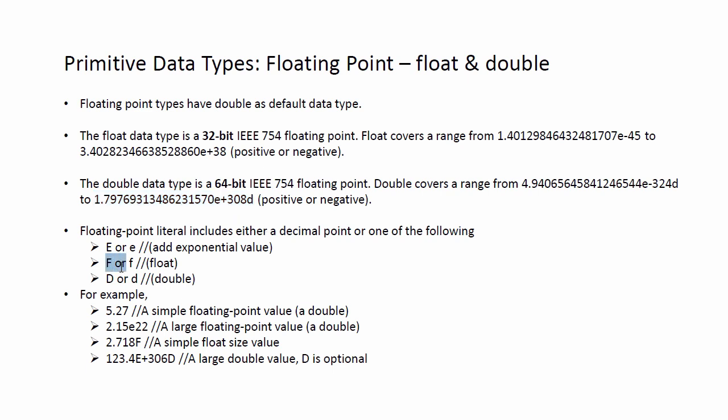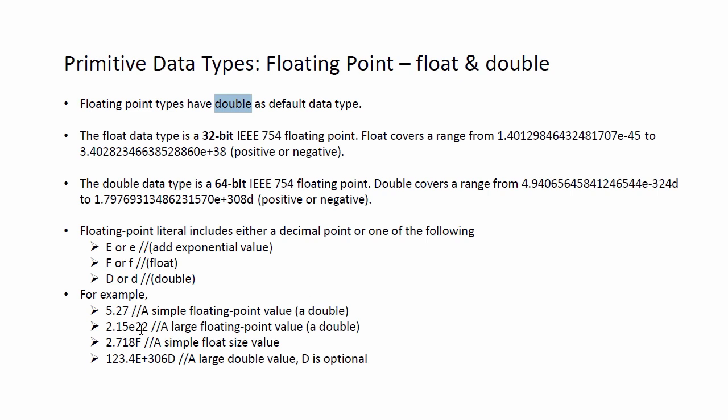We need to suffix the value with F, either in lower or uppercase, to indicate that it is of float type, or we can suffix it with d or D to indicate it is of double type. But note that D is always optional because the default data type is double only. So for example, 5.27 without any suffix is a simple floating point value of double type. D is optional over here.